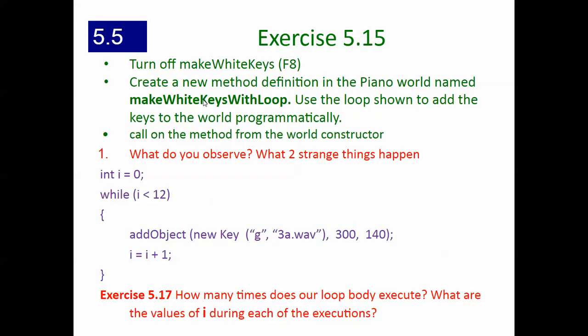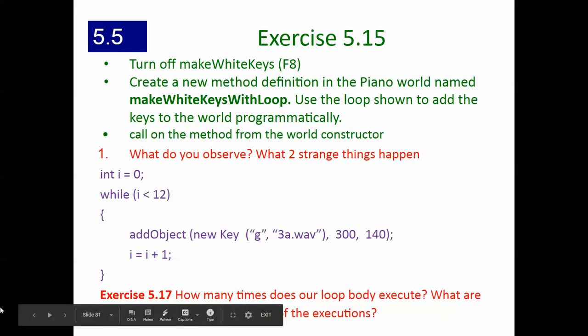Okay, so we've learned a little bit about a loop, and now we're going to use the loop to add keys to the world. So we're going to turn off make white keys. We're going to create a new method definition in the piano world named make white keys with loop. Use the loop shown to add the keys to the world programmatically. All right, let's see what happens. So do this and answer these questions.